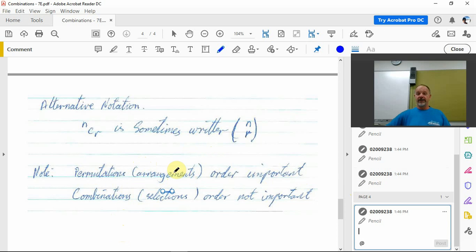And maybe the arrangement: if you've got things arranged in a row, 2, 3, 1 is different to 1, 2, 3 in the arrangement. But if you've selected those 3 digits from a group of 10, it's still the same 3 digits that you've selected. So hopefully that last bit hasn't confused you.